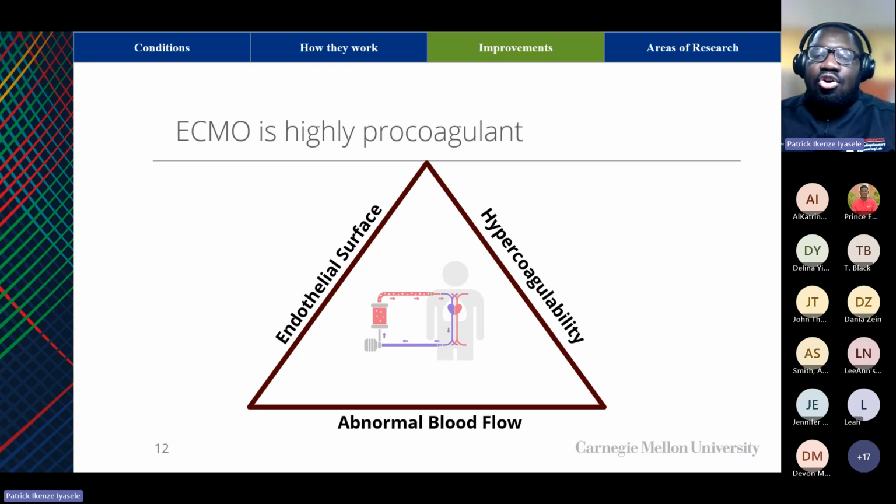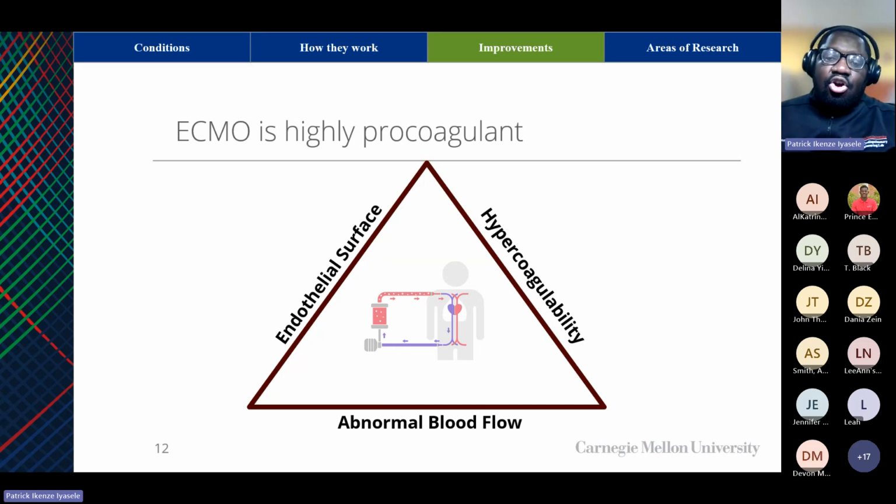ECMO is a highly procoagulant system. Clot formation in ECMO can cause a decrease in gas transfer in the oxygenator and increase blood flow resistance, which then requires the pump in the system to work harder. There's also the chance of clot formation breaking off and returning to the patient to cause a stroke or embolism.